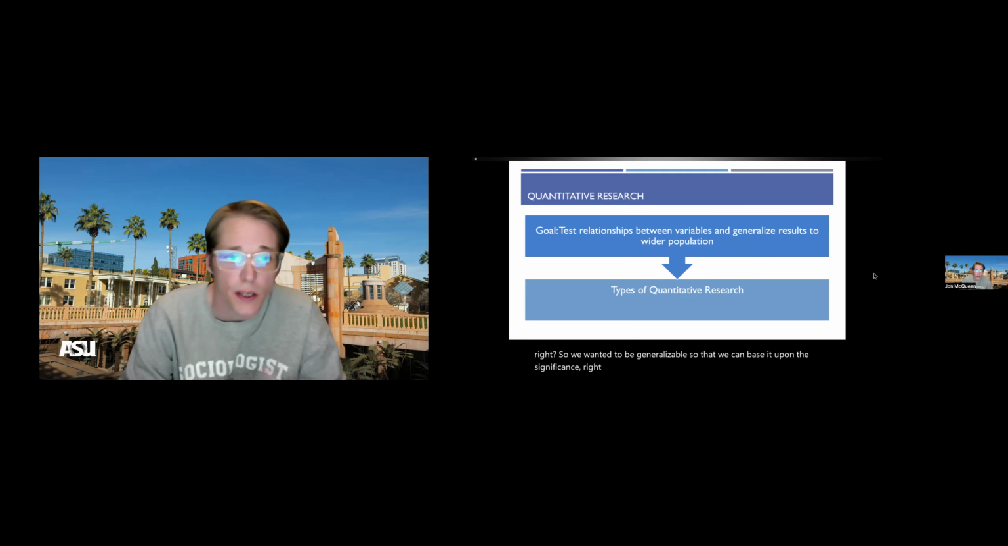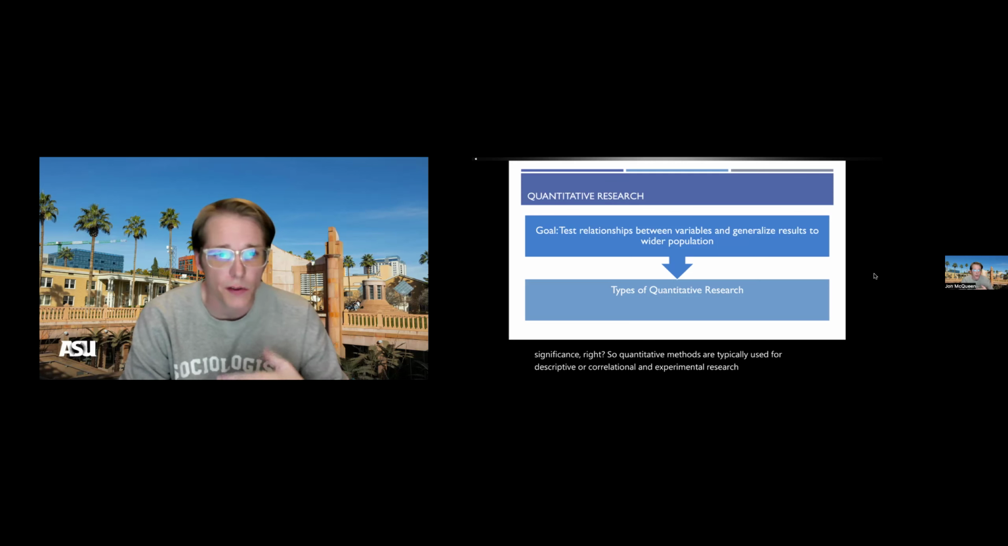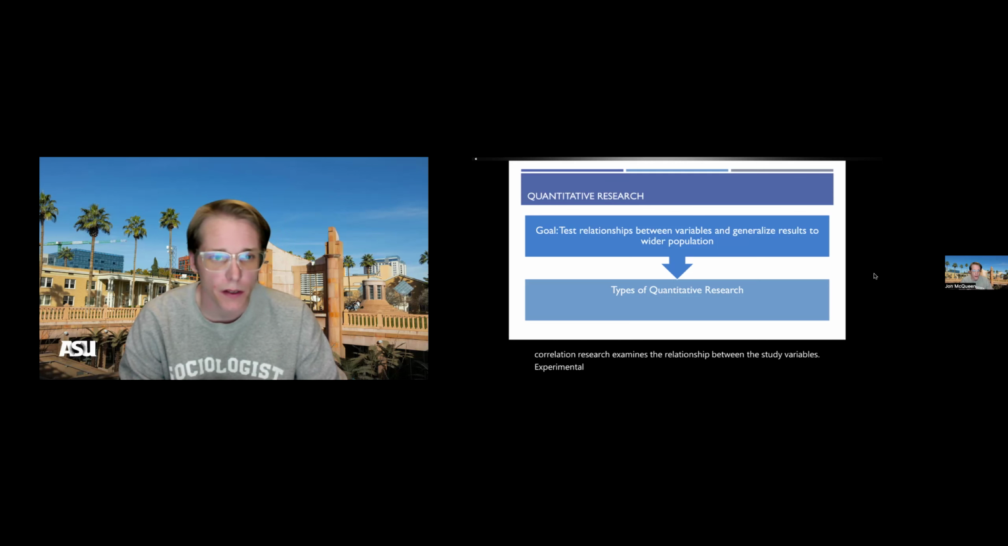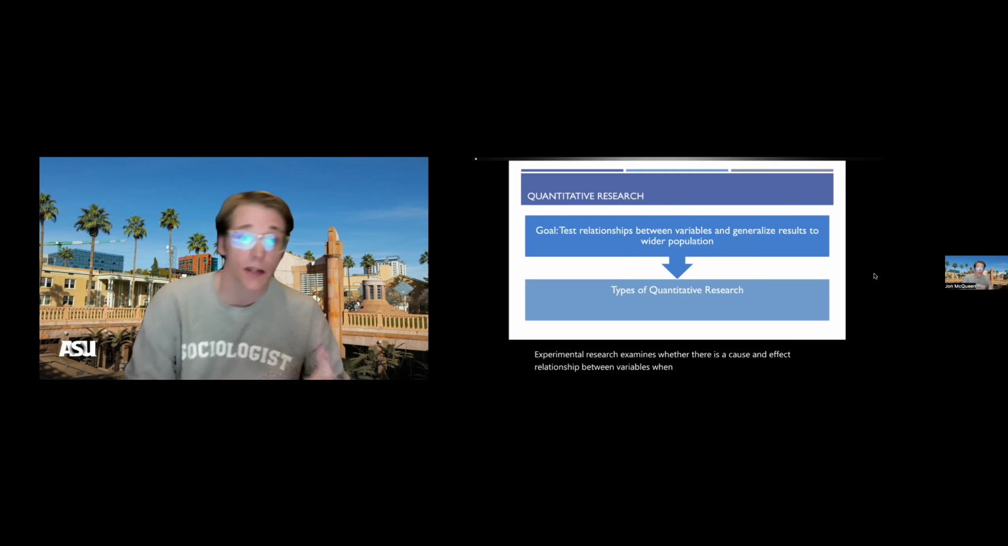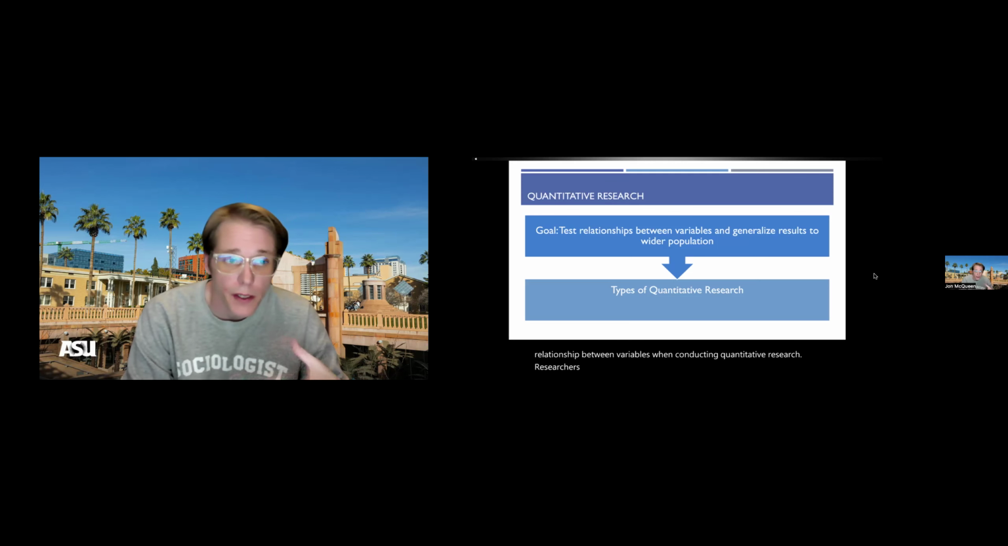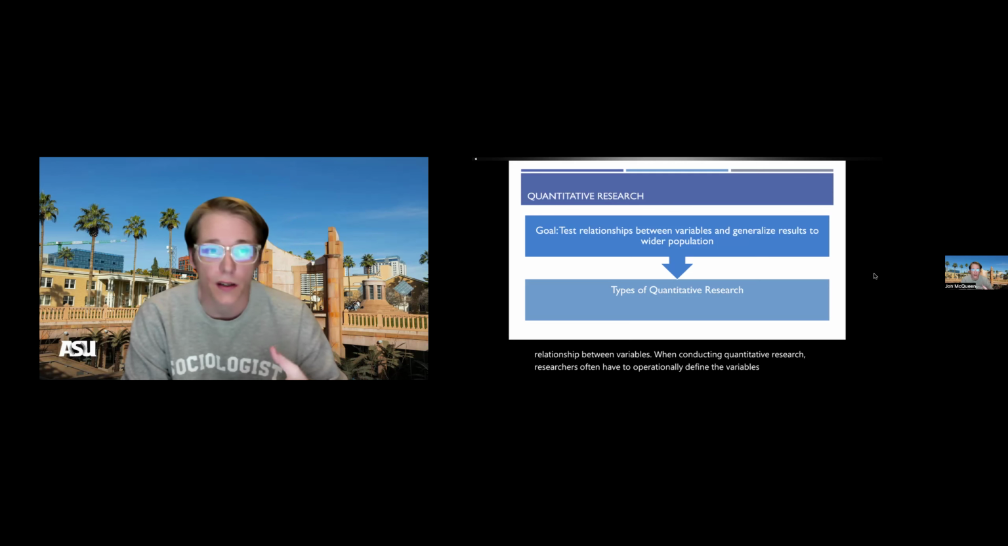Quantitative methods are typically used for descriptive, correlational, and experimental research. Descriptive research seeks to give an overall summary of the study variables, while correlational research examines the relationship between the study variables. Experimental research examines whether there is a cause and effect relationship between variables. When conducting quantitative research, researchers often have to operationally define the variables in their study. An operational definition translates abstract concepts into observable and measurable variables.